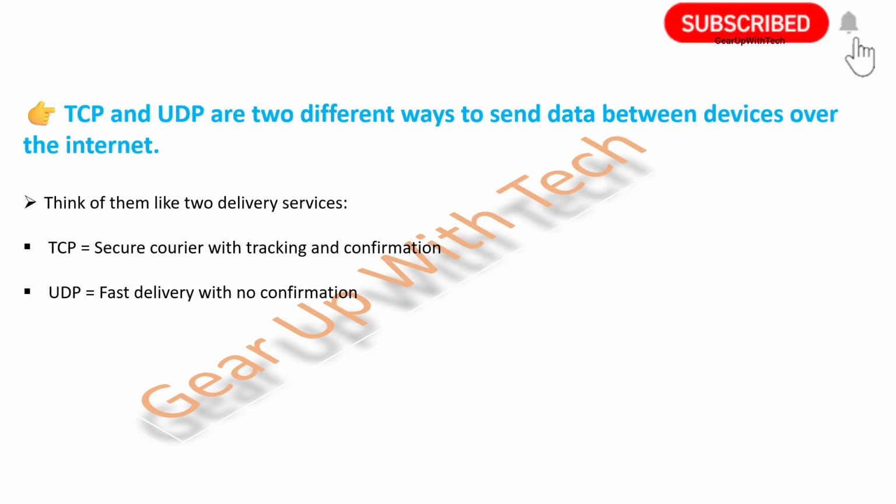So TCP and UDP are two different ways to send data between devices over the internet. Think of them like two delivery services. One is TCP and another is UDP. TCP is a secure courier with tracking and confirmation. Like when we send a courier from one place to a different place, we get all the details: it arrived at this place, then it went to the nearest place, then the delivery boy came out for delivery. But UDP is fast delivery with no confirmation, like in live matches, video calls, and video streaming.